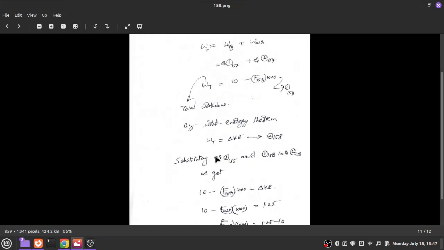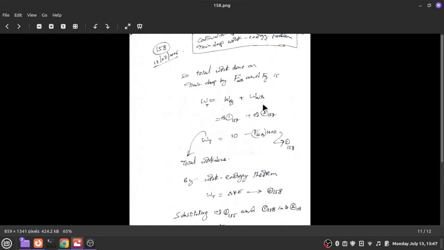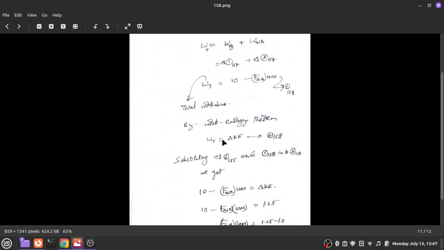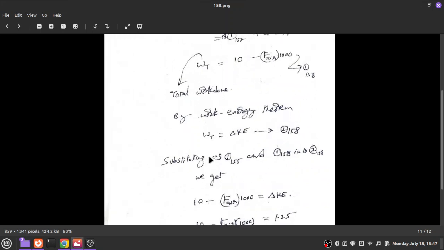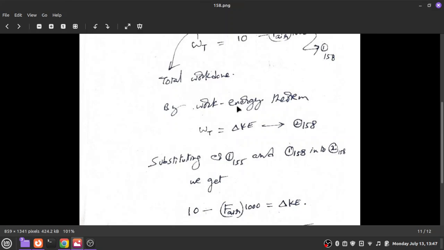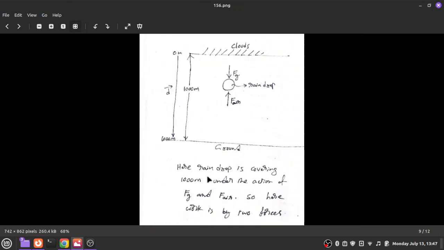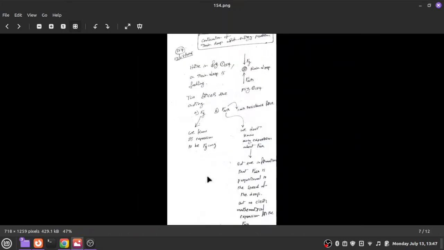So total work done is equal to work done by Fg plus work done by air. Work done by Fg is 10. Work done by F air is equal to minus F air into 1000. This is the total work done. But according to the work energy theorem, total work done is equal to change in kinetic energy. W total is equal to delta K. Delta K is already found. See that here we determined it.